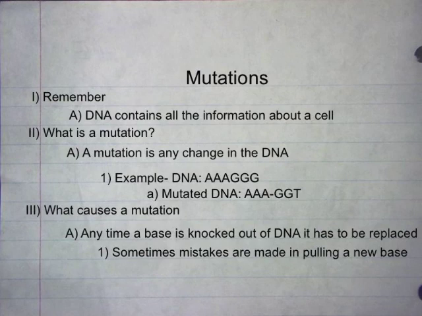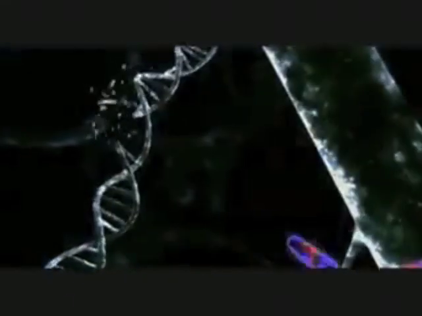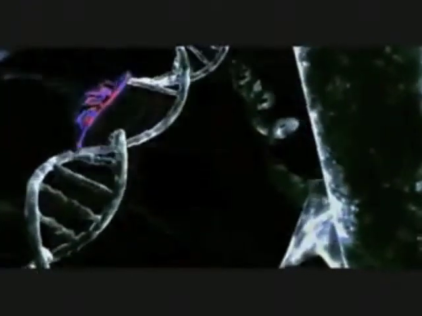What causes a mutation? Anytime a base is knocked out of DNA, it has to be replaced. Sometimes mistakes are made in pulling in a new base. Mutations can commonly happen when some part of the DNA is removed, and then the base has to be replaced. Because there's been a change in the DNA, we call it a mutation.